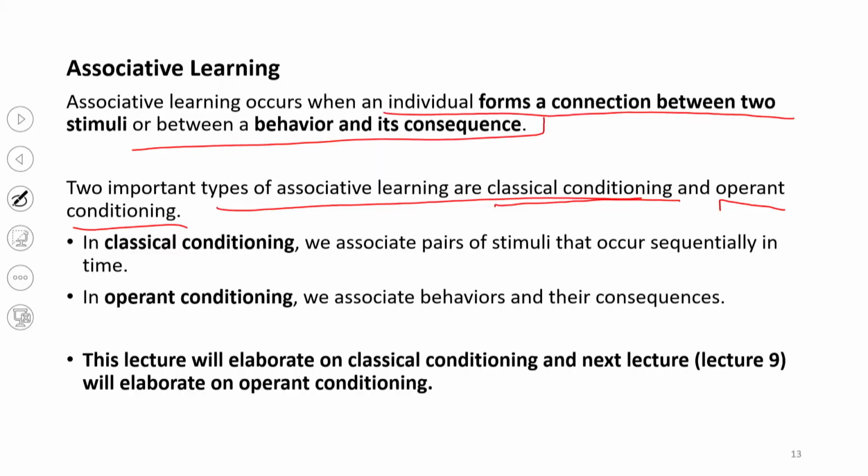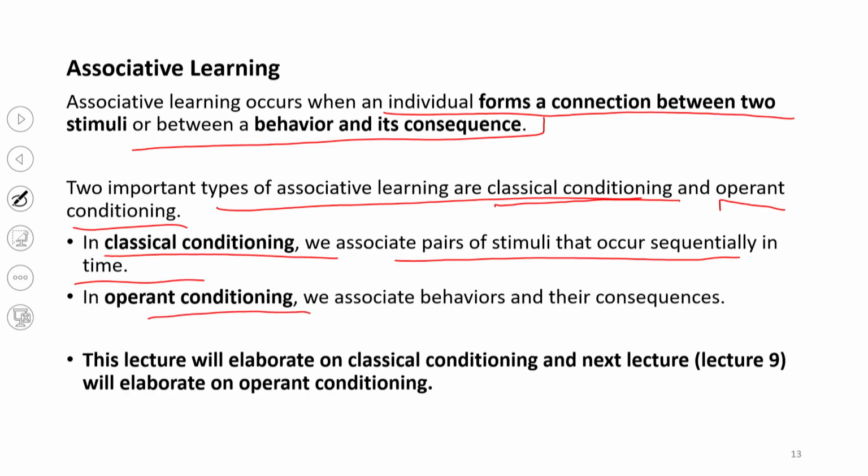In classical conditioning, we will be focusing more specifically on this concept in today's lecture, but in a nutshell, in classical conditioning we associate pairs of stimuli that occur sequentially in time. Whenever two things happen sequentially, one after the other, we learn that if this comes, that will also come. We will talk about this in detail in today's lecture. That is called classical conditioning. This is an associative learning because the association between two stimuli is learned.